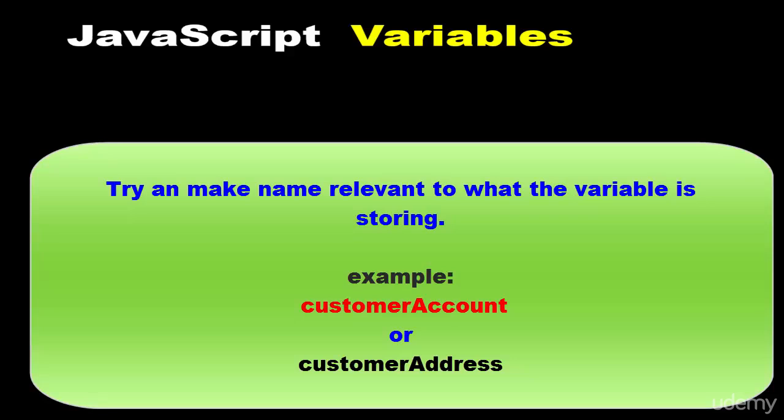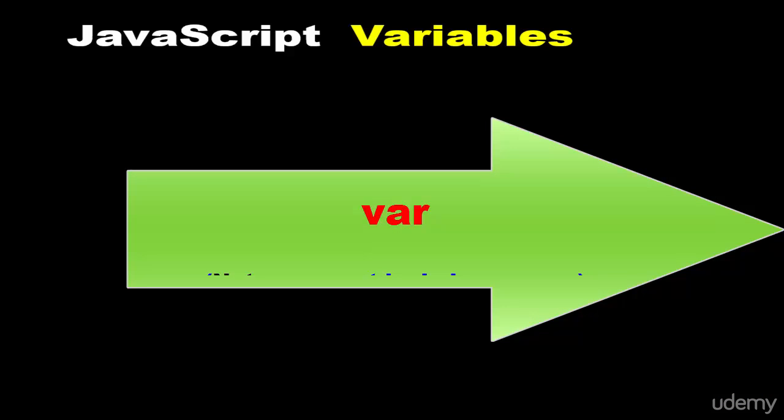The name of the variable itself is really up to you. But it's better if the name you give a variable represents the piece of data that you want to store. For example, if you're storing details about a customer account, you can name the variable customerAccount, so it makes it relevant. Or if you're storing details about an address, you can name the variable customerAddress. A variable is created using the keyword var, which is var in lowercase. I will be creating a sample variable in a few minutes.